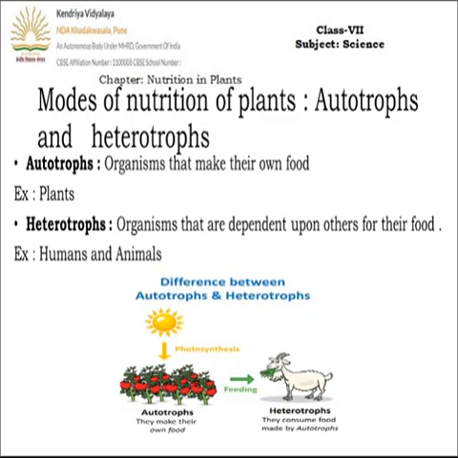Now, the next one is, what are the different modes of nutrition in plants? How do plants get the food? So we have two main modes of nutrition. That means there are two ways by which organisms or plants can get the food. The first mode of nutrition is autotrophic nutrition. Autotrophs are those organisms that make their own food, and the only organisms that can make their own food are plants. In plants also, the green plants can make the food.